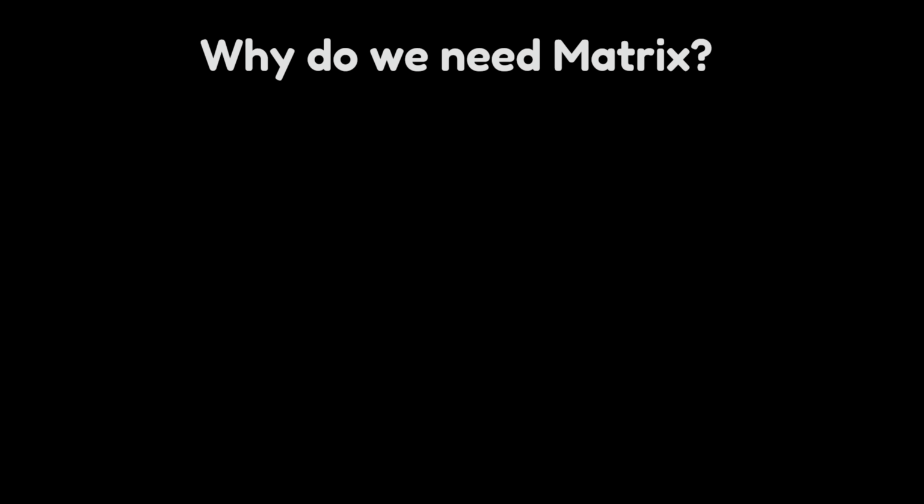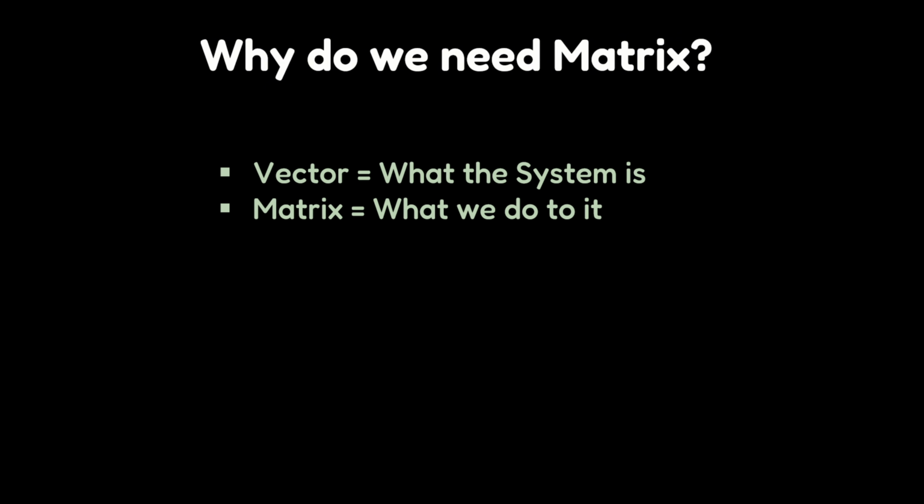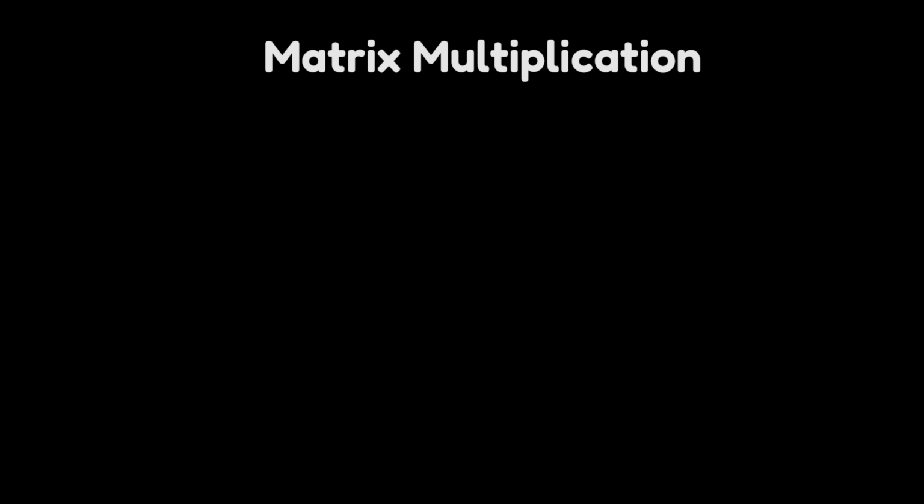Why do we need matrices? Because in quantum computing, we constantly change states. We start with an initial state, maybe representing classical 0 or 1, and then apply operations like rotations, flips, combinations, gates. Every one of these operations is actually a matrix. So you can think of it like this: a vector represents what the system is and a matrix represents what we do to it. So how does a matrix actually transform a vector?